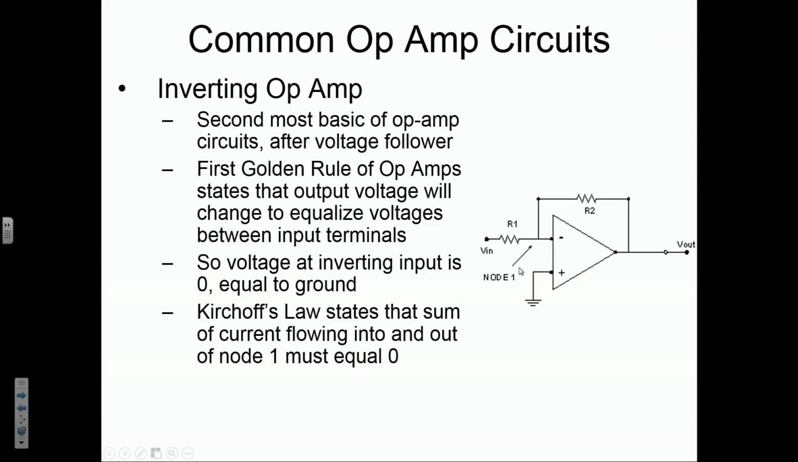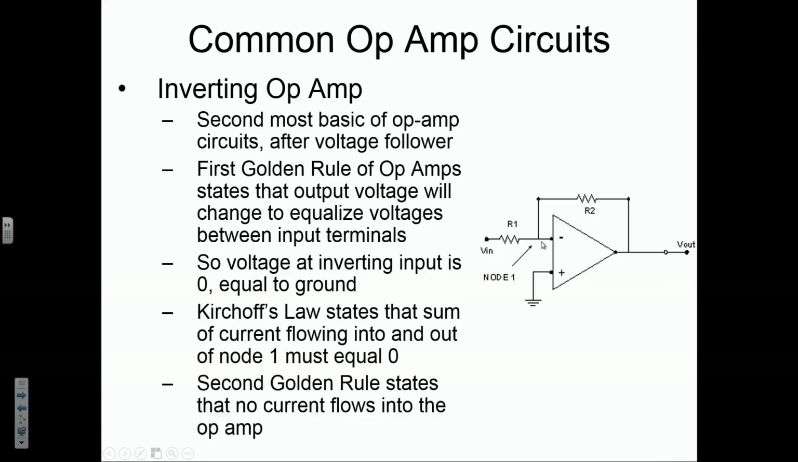Kirchhoff's law states that the sum of current flowing into and out of node 1, and this is node 1 right here, must equal 0, right? And the second golden rule states that no current is flowing into the op-amp. So if you look at the three directions that lead into or out of node 1, you know that this one is 0.